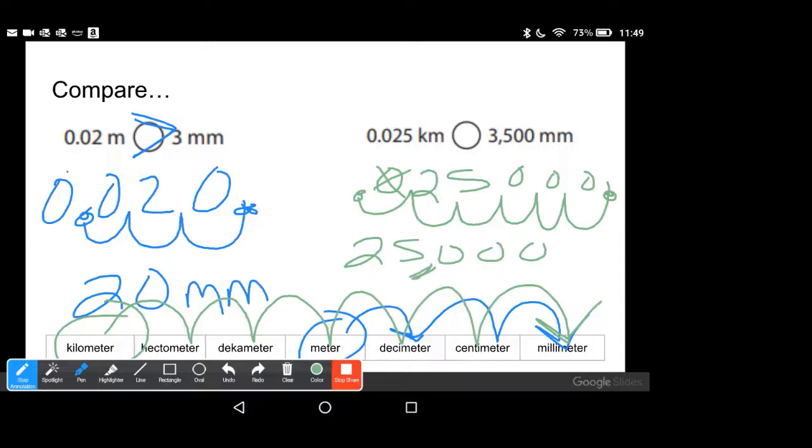25,000 millimeters. So 0.025 kilometers is greater than 3,500 millimeters because 0.025 kilometers is 25,000 millimeters. So it's much bigger than the 3,500. Okay.